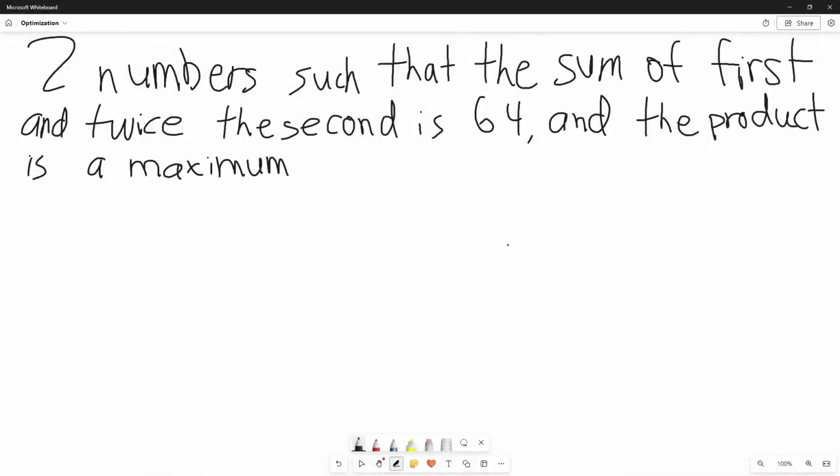So let's do an example of a real optimization problem that you might have to do. Let's say we have two numbers, and the sum of the first number and twice the second is 64, and the product of the two numbers is a maximum, or is as big as possible. At first, let's declare a variable. So the first number, we can set equal to x, and the second number, set equal to y.